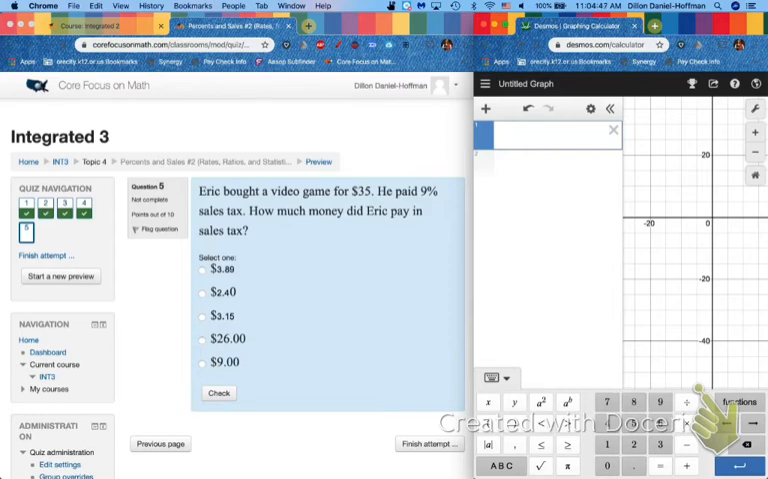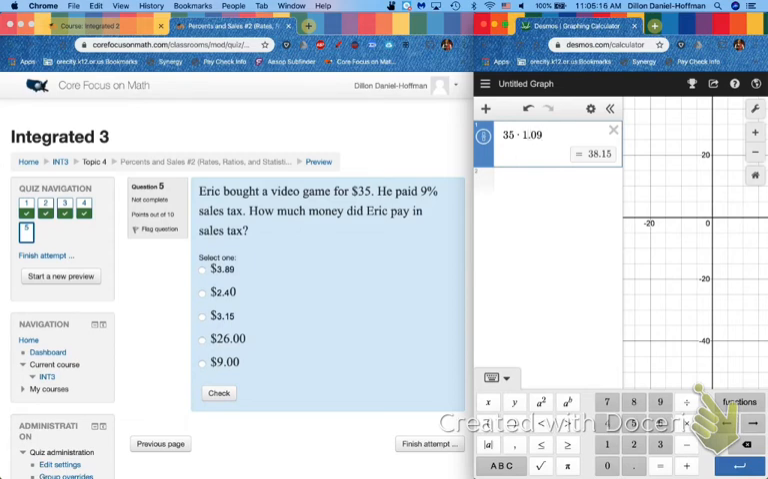It's a little shocking when you have to pay sales tax the first time, having not grown up in a state, for those of you who've grown up in Oregon, where that's the case. But here's what you do. You take the price, in this case, of the video game, which is $35, and you multiply it times not just 0.09 for the 9%. You multiply it times 1.09. If you do that, then it accounts for the $35 as well as your 9%.